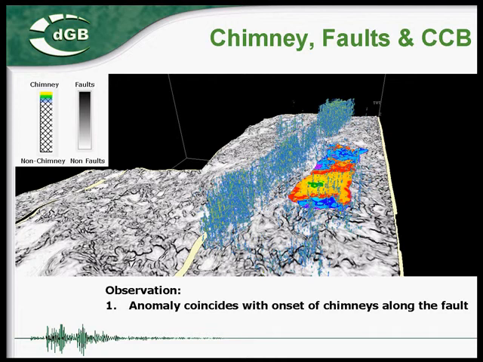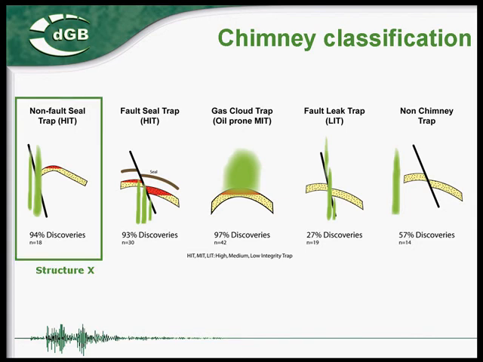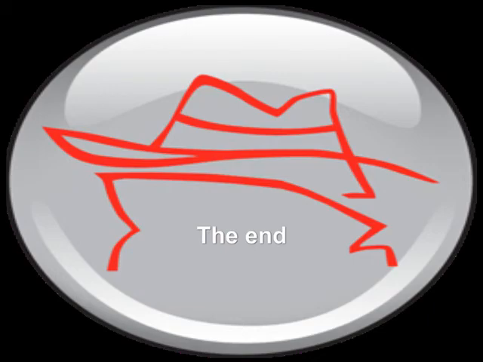chimneys coincide. Based on many case studies, we have come up with a chimney classification scheme that can be used for prospect ranking. The structure we have studied falls in the class we call non-fault sealed trap, which is characterized by the absence of faults and chimneys over the crest of the structure. Such traps are highly prospective. Based on our current statistics, this structure has a 94% chance of finding hydrocarbons in commercial quantities. This concludes this tutorial on common contour binning.